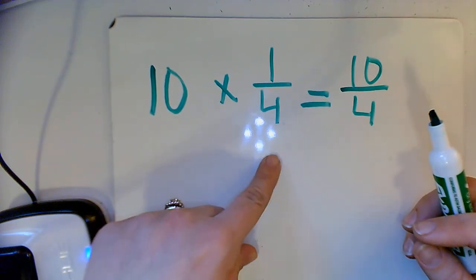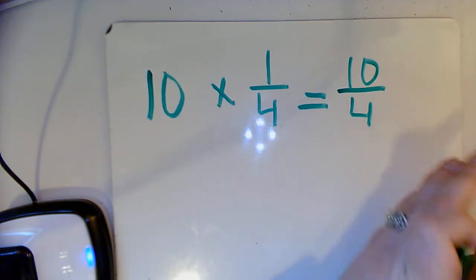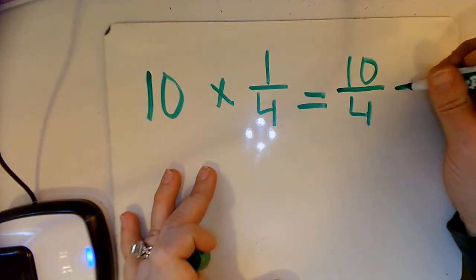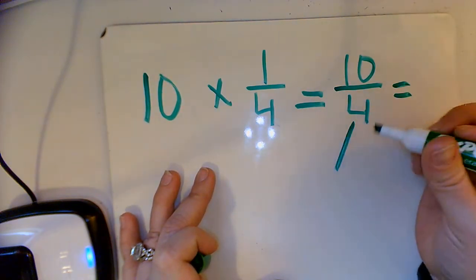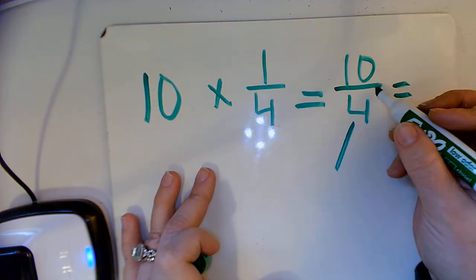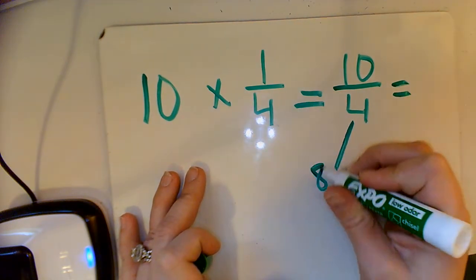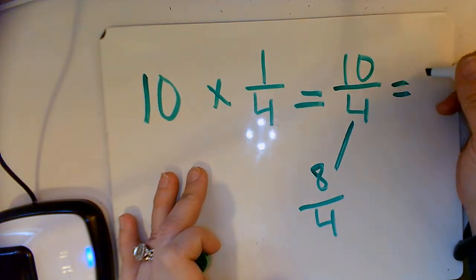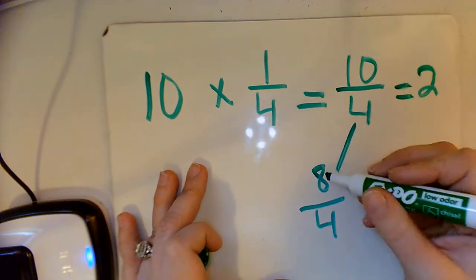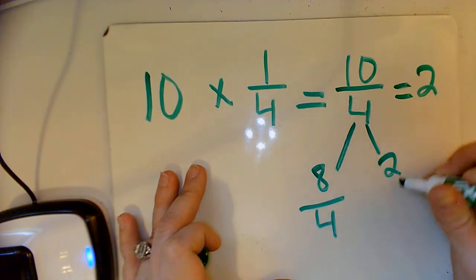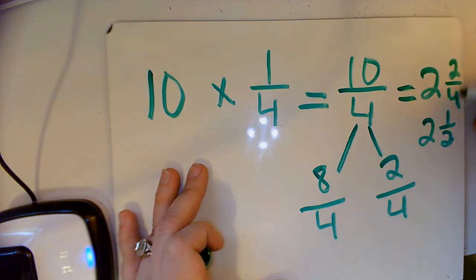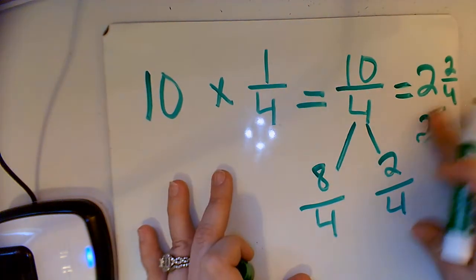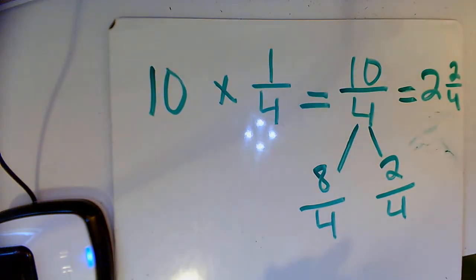So 10 times 1/4 means I have 10 copies of 1/4. I have 10 fourths. How many fourths do I need to make one whole? I need 4. Can I make more than 1? 4, 8, 12. I can take 8 of those, which is equal to 2. 10 minus 8 leaves us with 2 fourths. So we have 2 and 2 fourths, or you could write that as 2 and 1/2, because 2 is half of 4. But we'll get more into that later. Simplifying is what that's called.